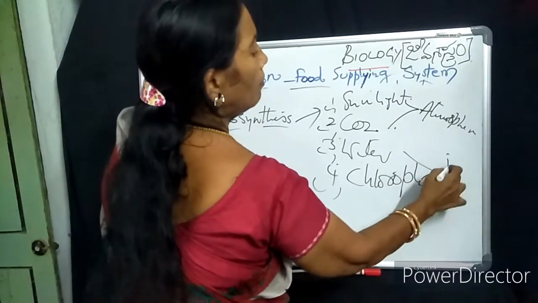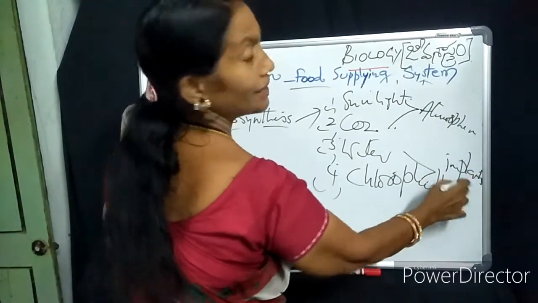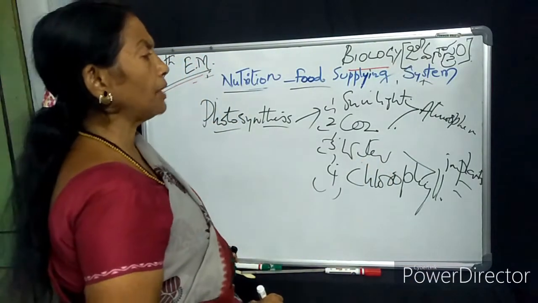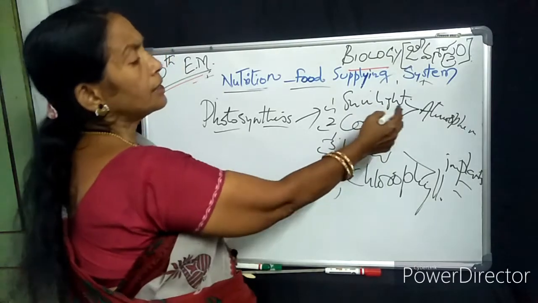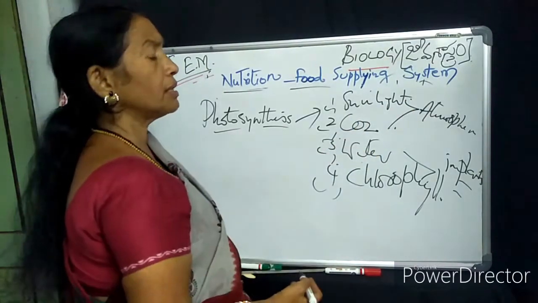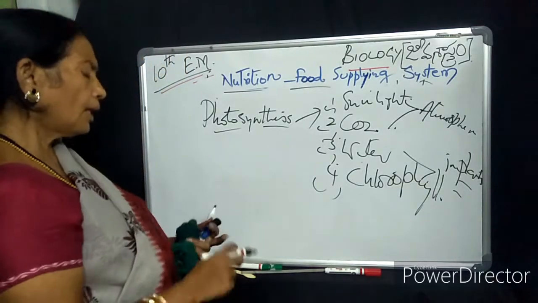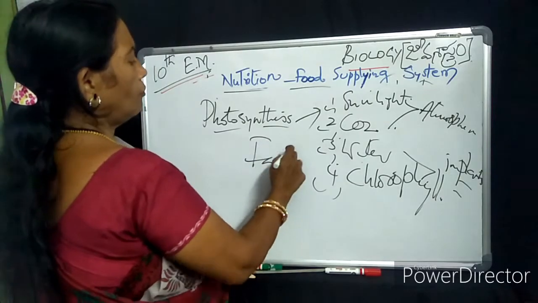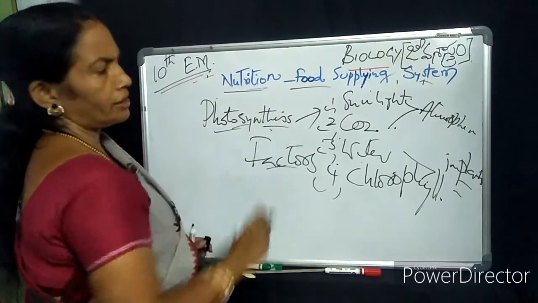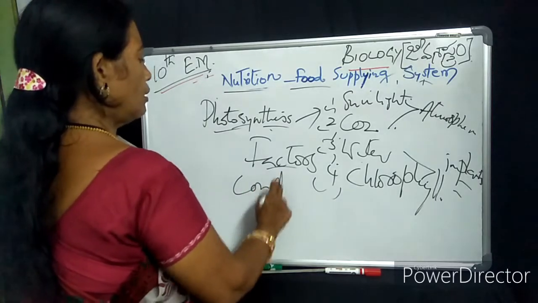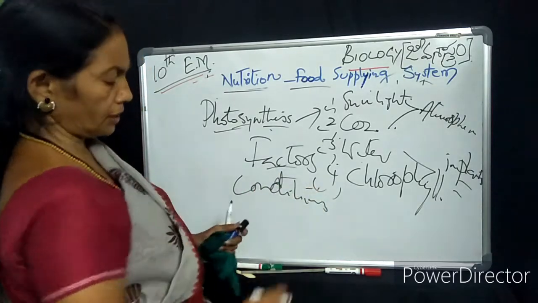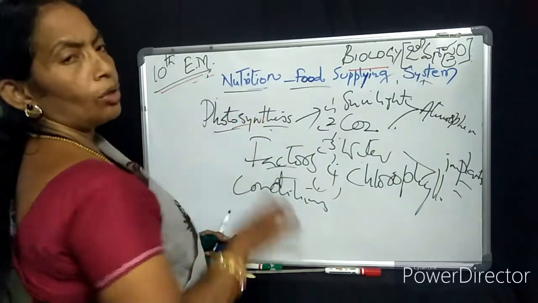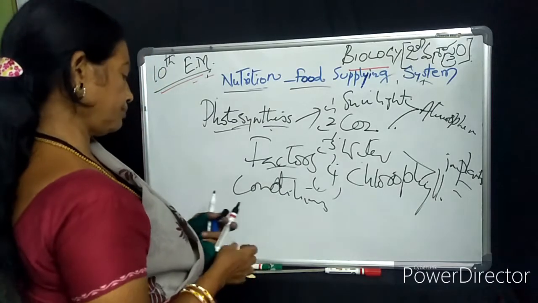These two are already present in green plants. Water is present in green plants, and chlorophyll is present in green plants. They should take sunlight and carbon dioxide from the atmosphere. These four factors, we call them the main conditions for photosynthesis. These four factors are needed to undergo photosynthesis in green plants.